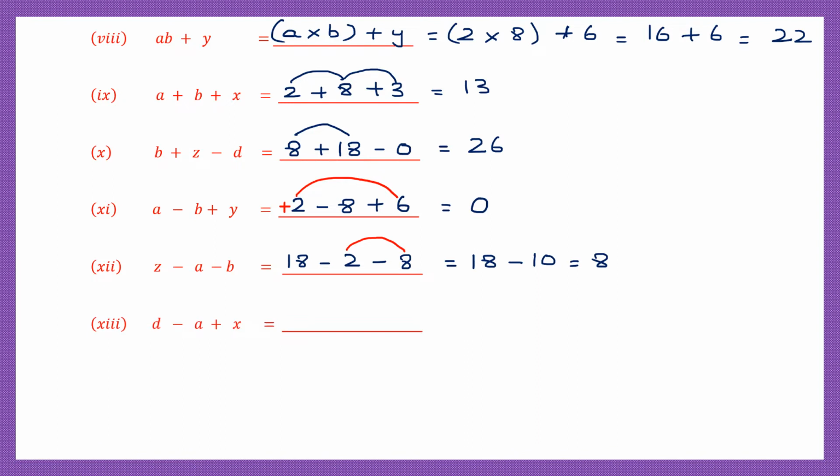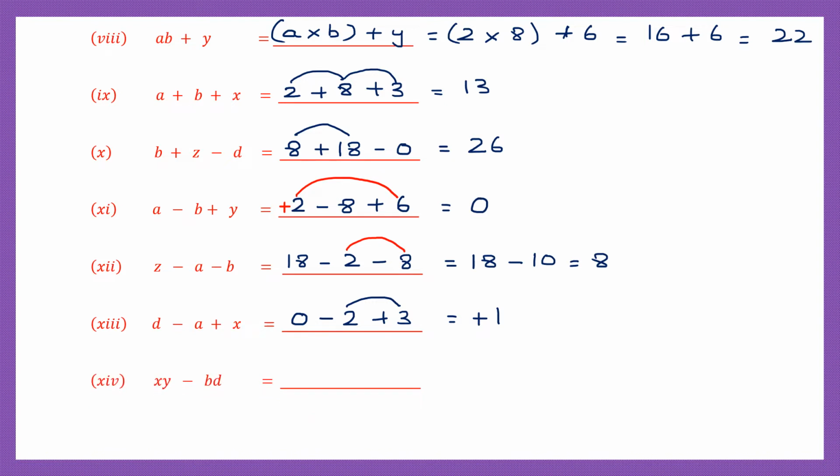Next question, d minus a plus x. So d, as we know, is 0, minus a is 2, plus x is 3. Okay, so here 0 minus 2, we don't have to worry about the 0, so we do this. So when signs are different, put the sign of the bigger number and subtract. 3 minus 2 is 1. So the answer is simply 1.